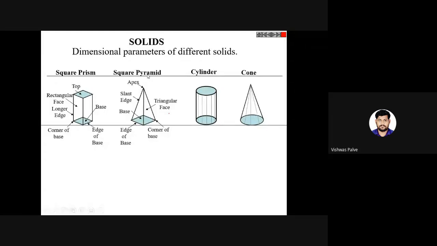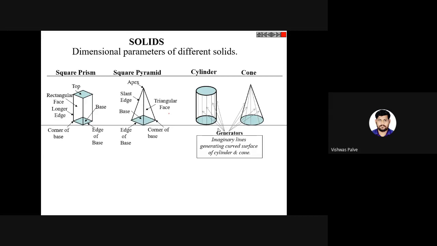Next is the cylinder. The cylinder does not have any edges. Instead of edges, it will have imaginary lines, and you can see the difference. While naming, the faint color line is used. These are called generators. The generators are nothing but the imaginary lines generating the curved surface of a cylinder and a cone. It is just an imaginary line.